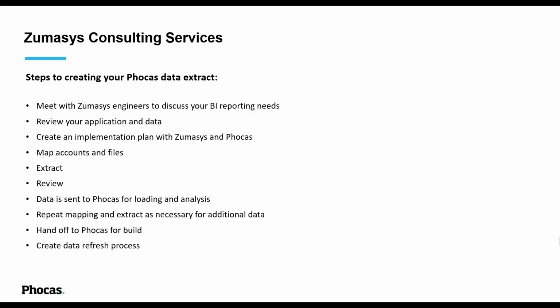And remember, we're sending in transactional data, so we're not summing things up. This is going to be your one source of the truth. And when you look at your multi-value system versus Phocas, you'll get the exact same numbers that will not change. So your one source of the truth will be the same regardless of which system you're looking at. So once we get the mapping set up correctly and the extracts look good, then we hand it off to Phocas for them to build, and then we go through this process of the data refresh.